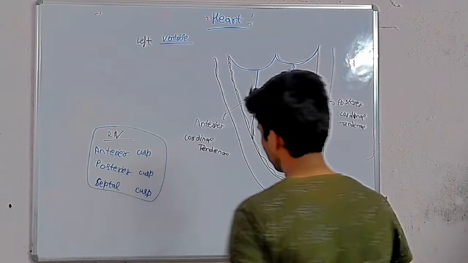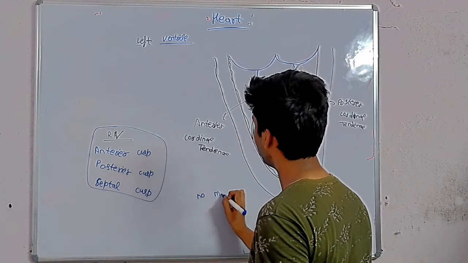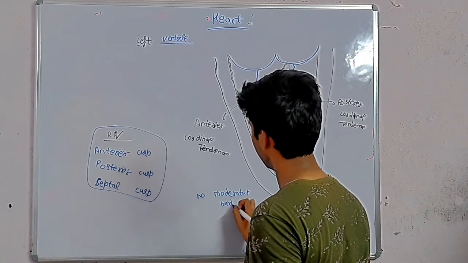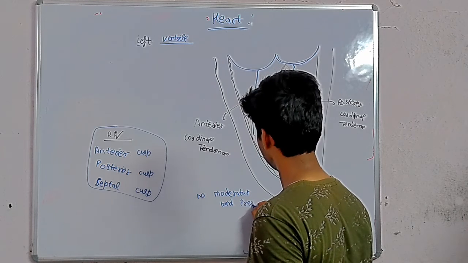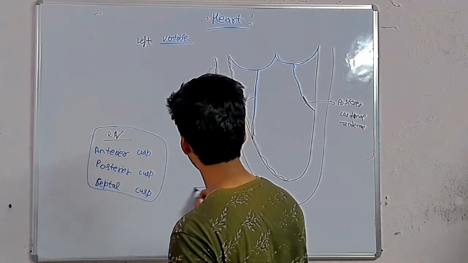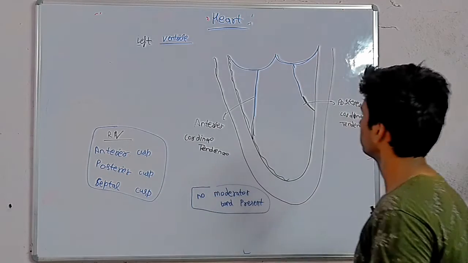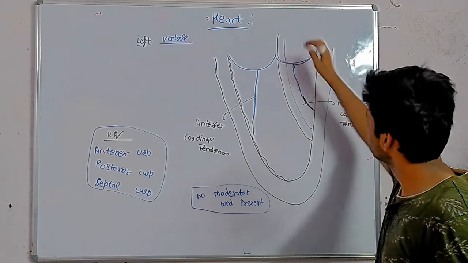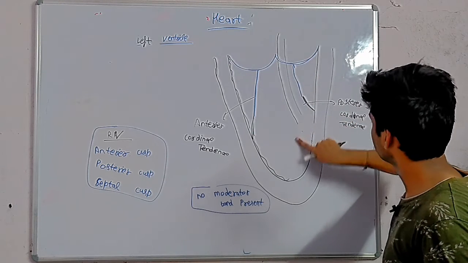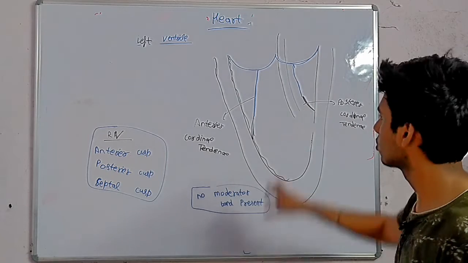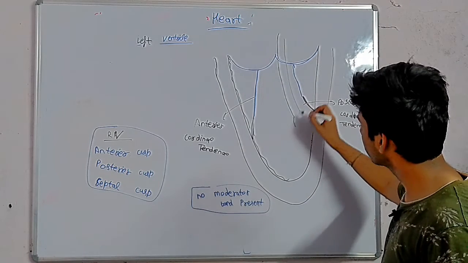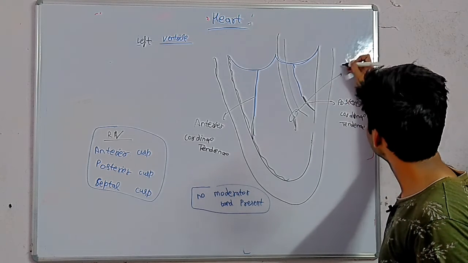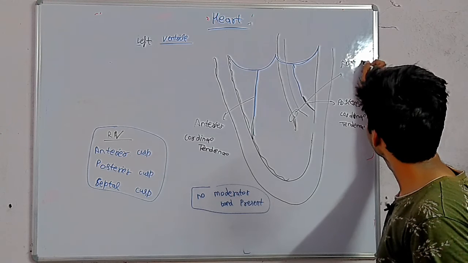The second difference is that no moderator band is present in the left ventricle. And the opening goes to the base. Same story here: the whole ventricle is rough, and near the opening the area is smooth. The opening of the aorta is called the aortic vestibule.